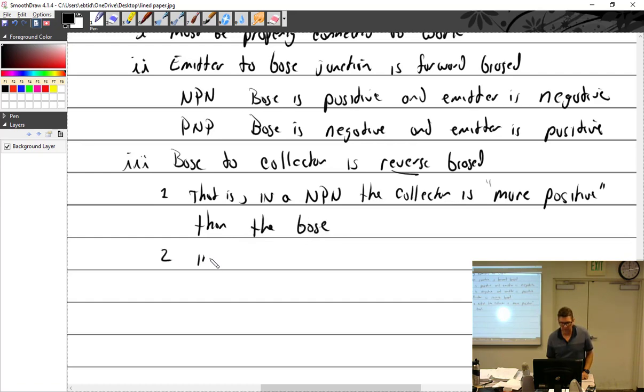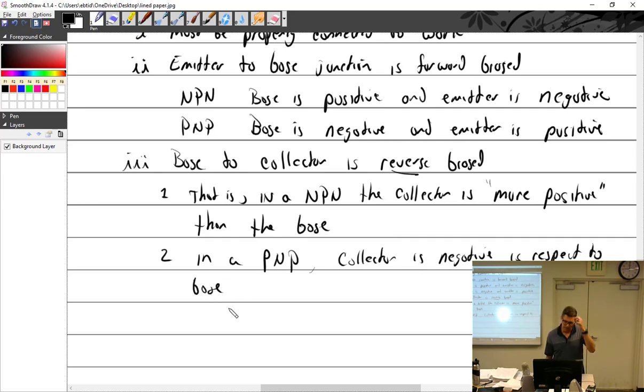And in a PNP, I wish I would have worded it the same way. The PNP collector is negative in respect to the base. So the collector is negative in respect to base. If we wrote it the same way as I wrote the one up top, what would that look like? I would have said in a PNP, the collector is more negative.